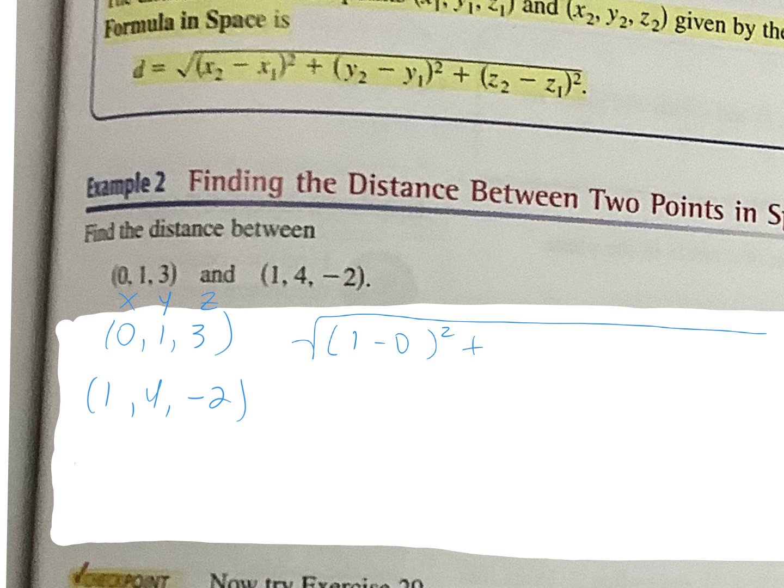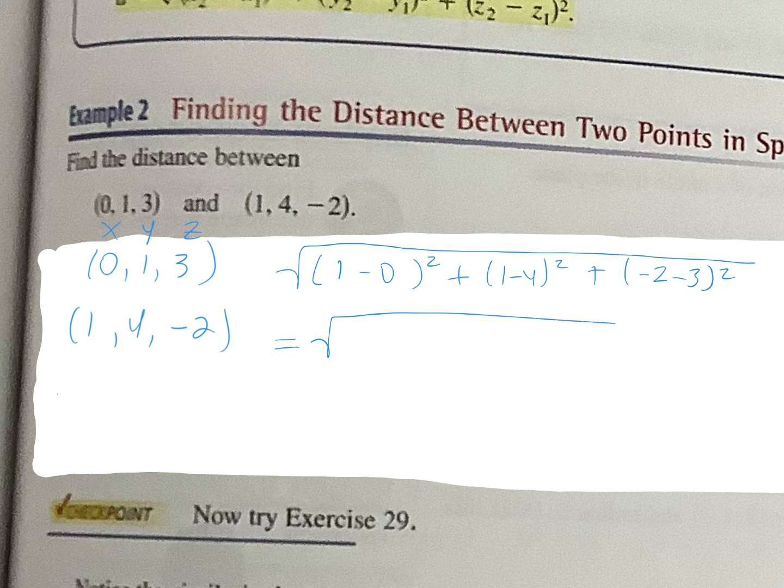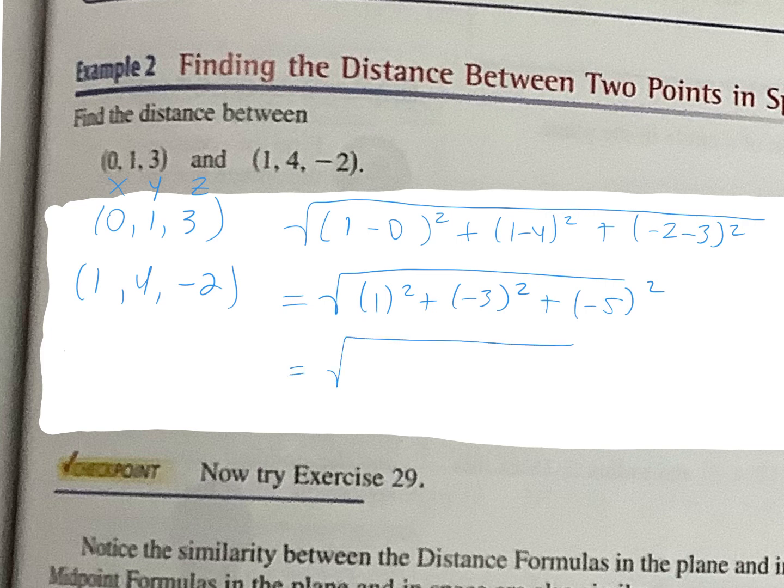So plus, now your y's. So 1 minus 4 or 4 minus 1 squared, doesn't matter. And then I have plus my z's. I'm just going to say negative 2 minus 3. I could also say 3 minus a negative 2, correct? All right, so let's work this out. What is 1 minus 0? So I have 1 squared. Plus, what's 1 minus 4? Negative 3 squared. Plus, what's negative 2 minus 3? Negative 5, and I square it. So now 1 squared is 1, negative 3 squared is 9, and negative 5 squared is 25.